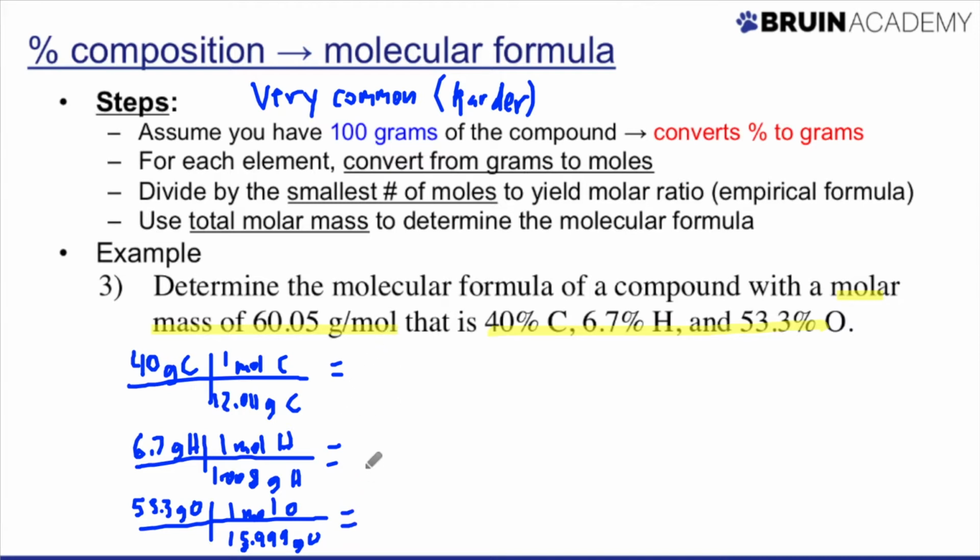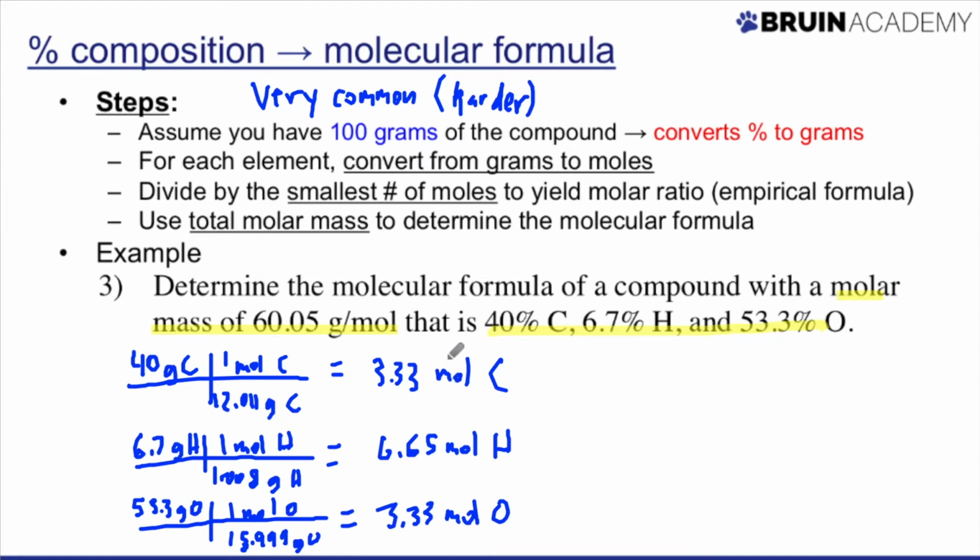And then after I calculate all these values, I get 3.33 moles of carbon. I get around 6.5 moles of hydrogen, and then here I get about 3.33 moles of oxygen. Now these numbers right now might seem very unhelpful. Like, what are you going to do with these? The next step is to figure out which is the smallest, and divide every number by the smallest number of moles.